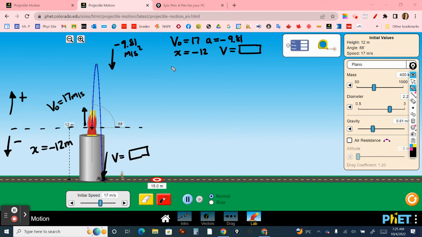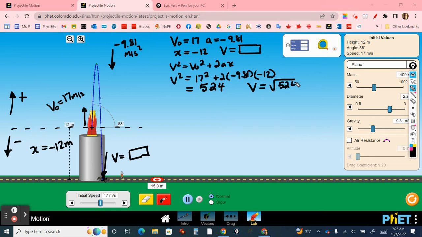And so we have our V squared equals V0 squared plus 2AX again. The V squared is the unknown. So this is your V squared, 17 squared plus 2, negative 9.81 times minus 12. And this is going to give us a positive number. And you might remember this from class. Plus 2 times 9.81 times 12. It's going to give us the 524, and I believe that's the same example I did in class. And so that means that the V is going to be the square root of 524.